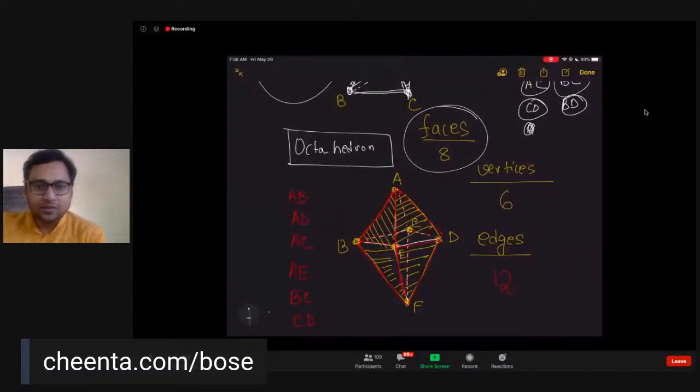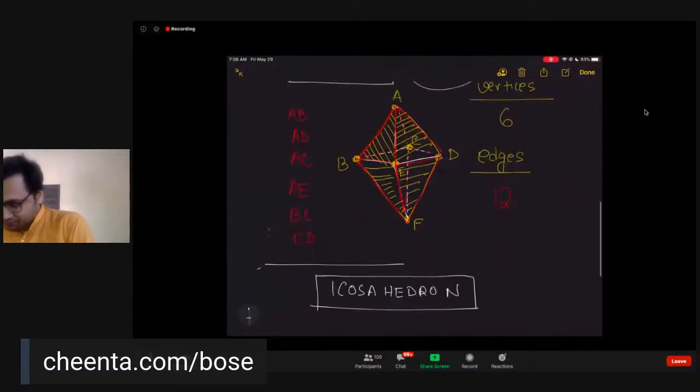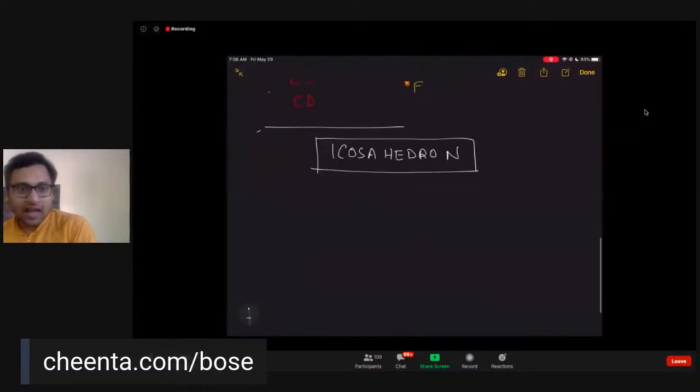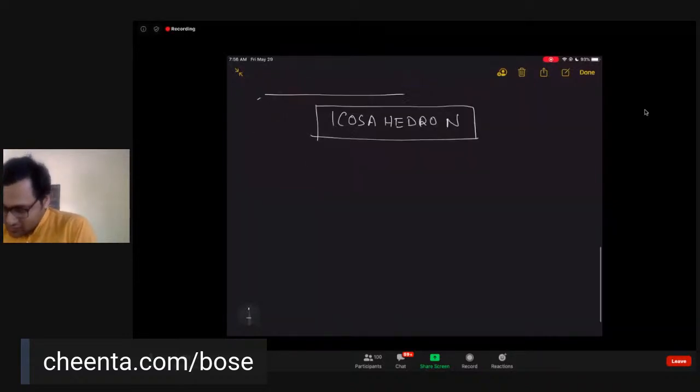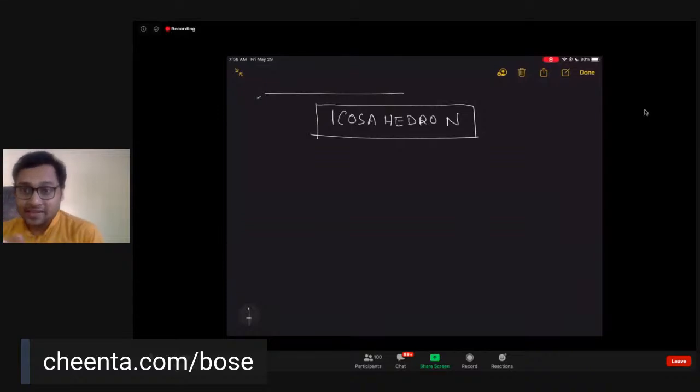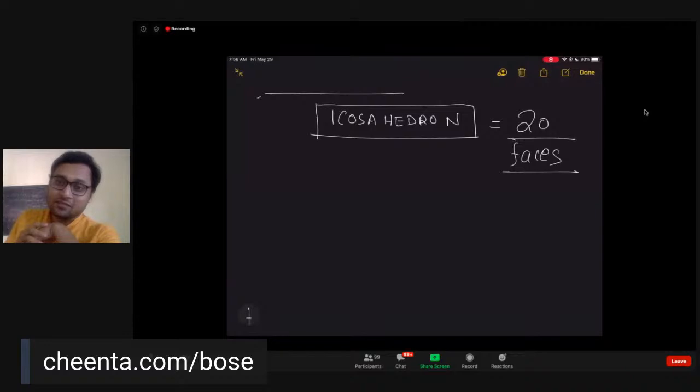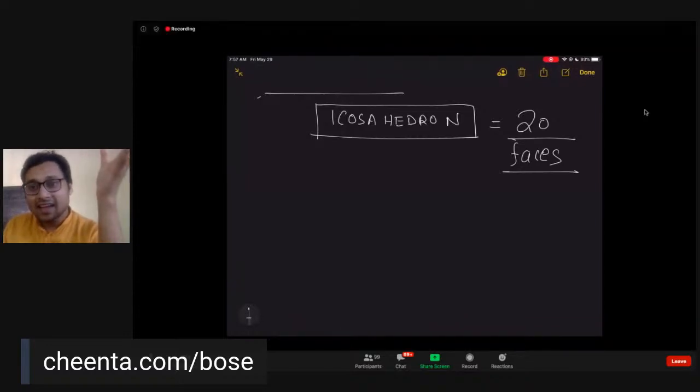So coming back to what we were saying, we are ready to talk about the icosahedron. The icosahedron is a very, very interesting solid. It has 20 faces. Can you imagine this? We will be drawing this in a moment. All of these 20 faces are equilateral triangles.